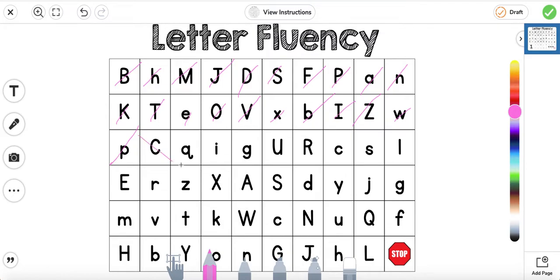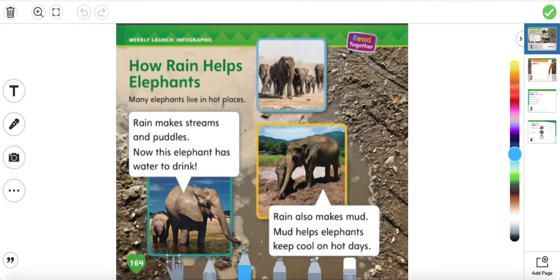P, C, Q, I, G, U, R, C, S, L, E, R, Z, X, A, S, D, Y, J, G, M, V, T, K, W, C, N, U, Q, F, last row, H, B, Y, O, N, G, J, H, L, stop. Good job.